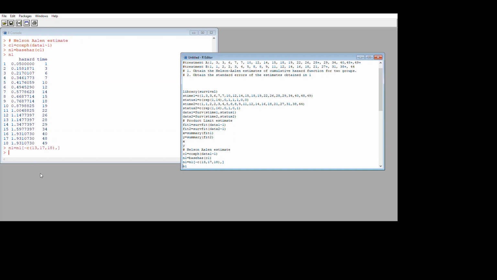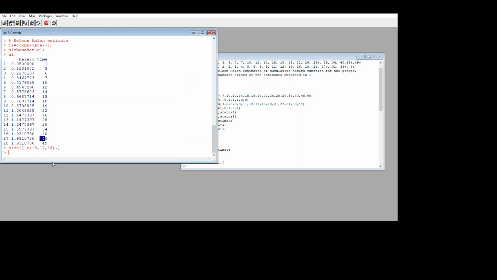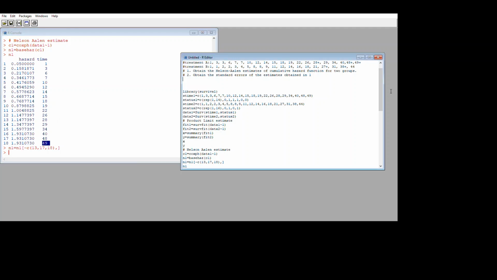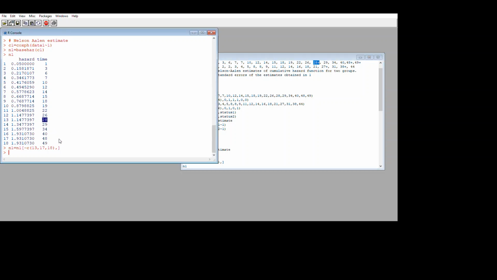We run the command n1 equal to n1 with negative indexing. We use negative indexing to delete the censored observations from the data. We have 3 censored observations for treatment A, 28, 48 and 49. So we have to delete the 13th one, the 17th, and also the 18th one. So we use negative indexing. Now calling n1, we only have exact times.